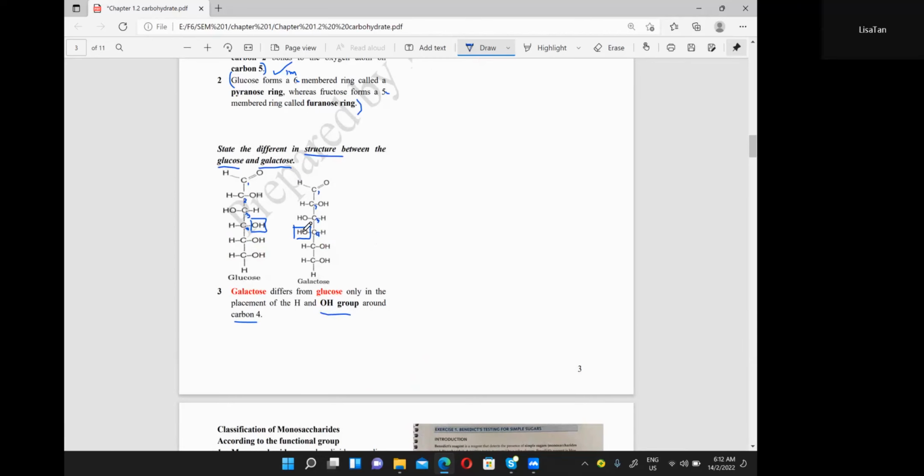For glucose, the OH group is below the ring. And for galactose, the OH group is above the ring. You can see in galactose, the OH is on the left-hand side, which is above the ring, and the OH for glucose is on the right-hand side, which is below the ring.